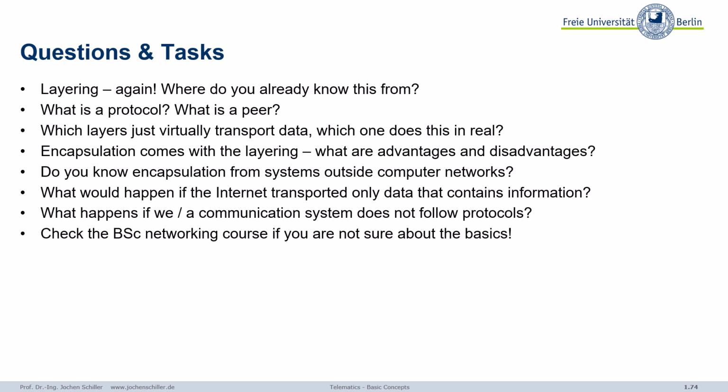So now let's think of something completely crazy. What would happen if you had in the internet only data that really contains information? Just think of this. And what do we really do? What is transported over the internet? And also think of a case, what happens if you do not follow rules, protocols, conventions, as a human, as a computer system, etc. Yes, I was quite brief on some of the topics, but please go to our bachelor networking course if you're not sure about these basics. There you will get a lot more explanations.